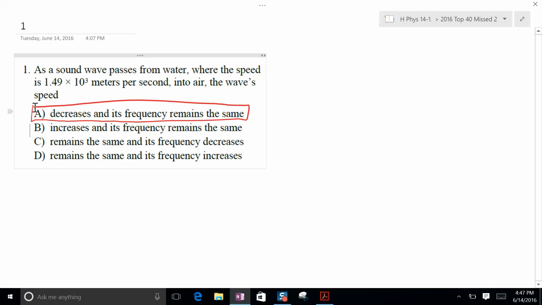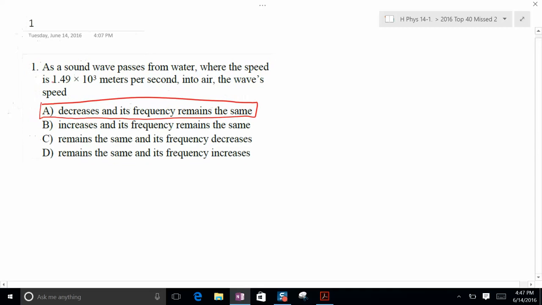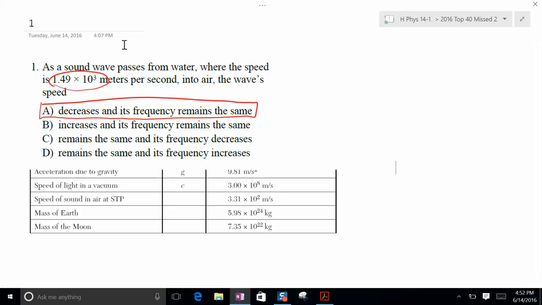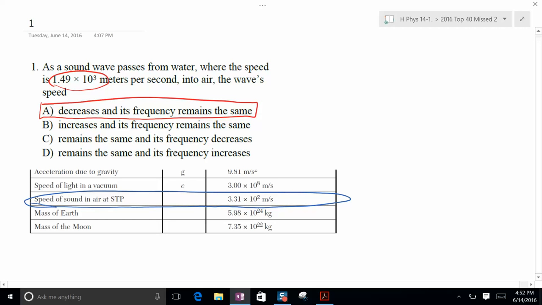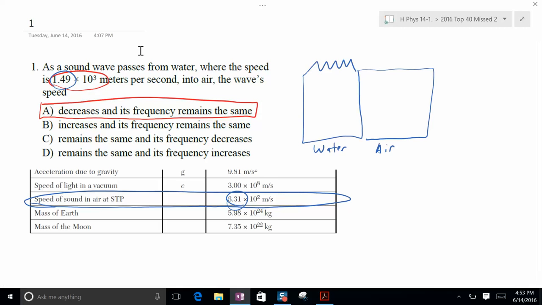The answer is A. This has been the most missed question this year. Now, for one thing, they give you the speed here. And on the reference table, you can see the speed of light, and the speed of sound in air is about 331 meters per second. See how it's about twice as fast.